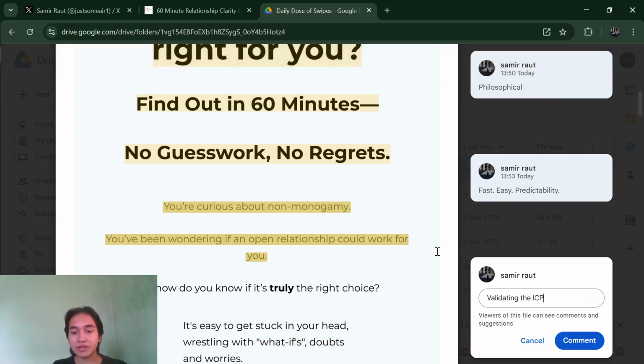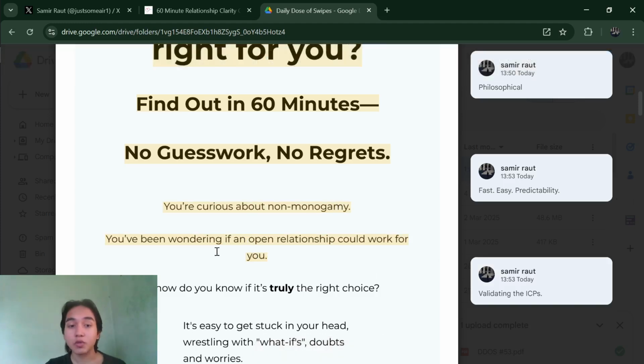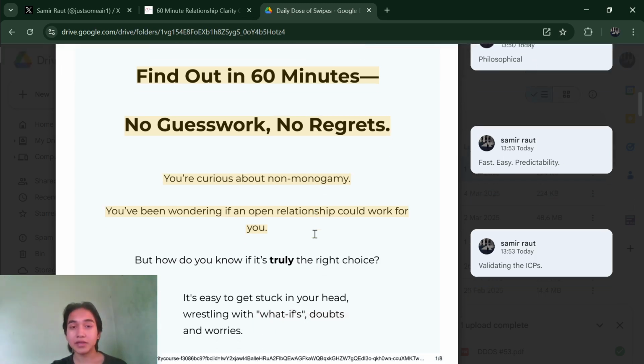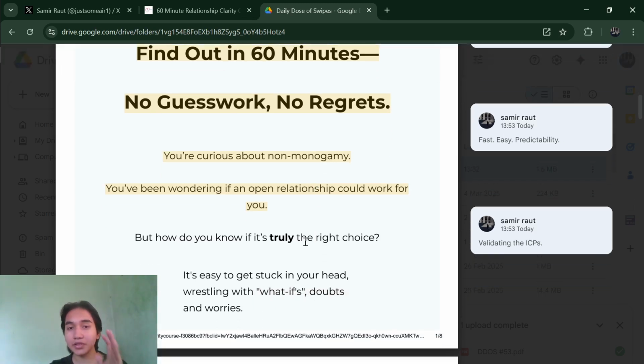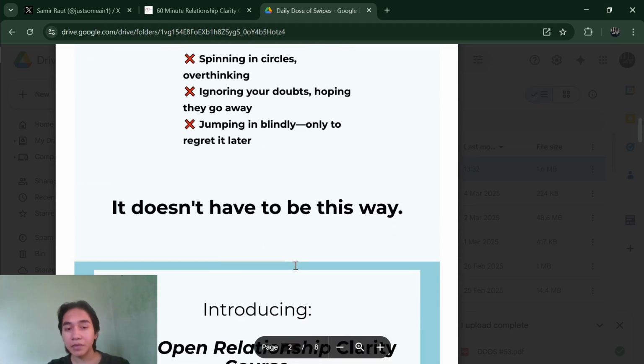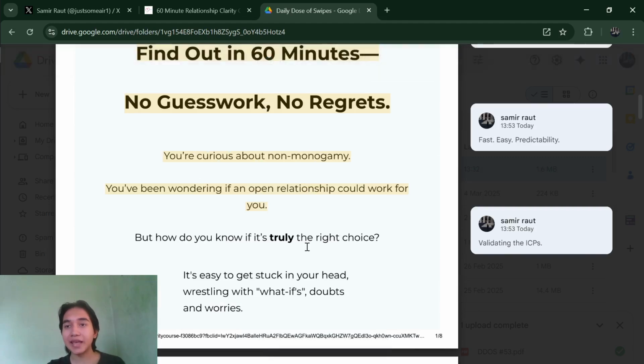You're validating the ICPs, meaning this is a yes-no question as well. You're curious about non-monogamy? Yes. You've been wondering if an open relationship could work for you? Yes. Right. So you put them in a positive frame, at least an agreeable frame. So when you mention anything beyond this section, people are naturally going to be more inclined to say yes, and that includes your sales page as well.